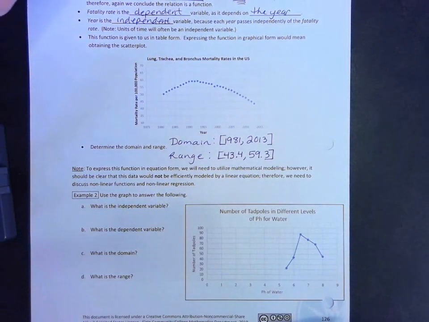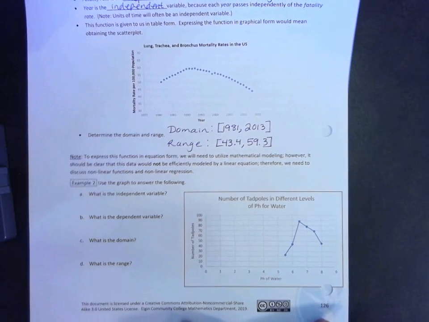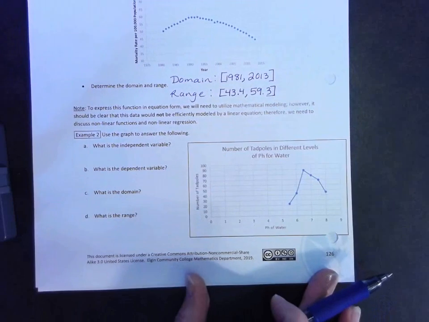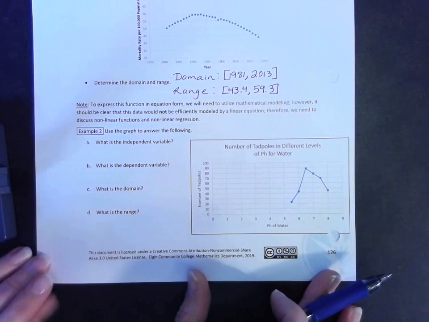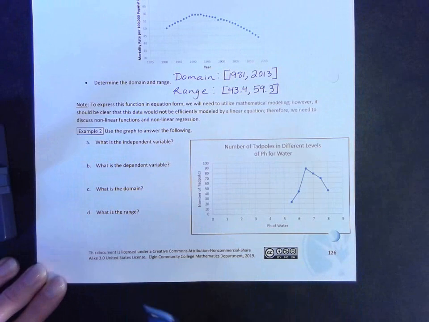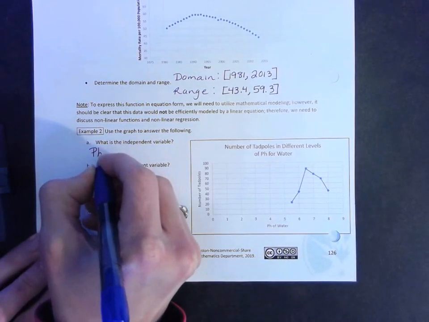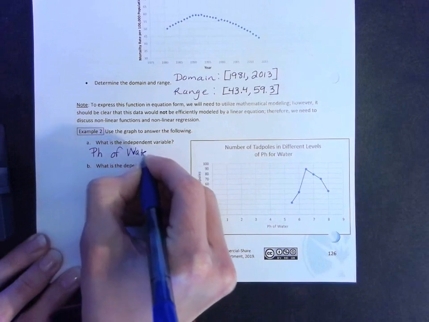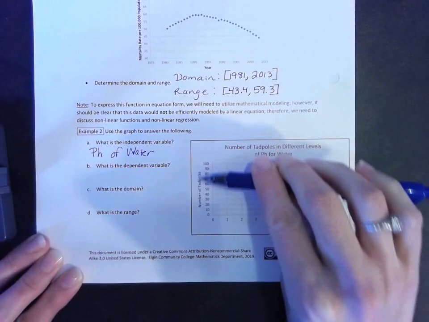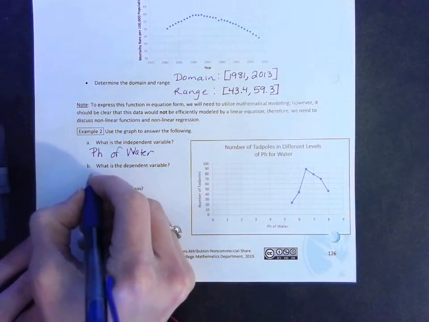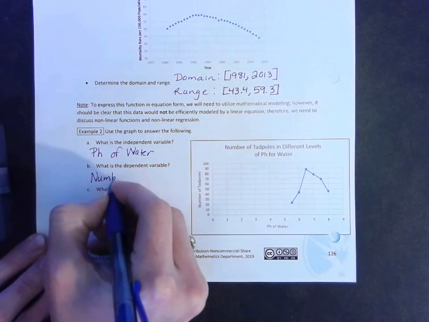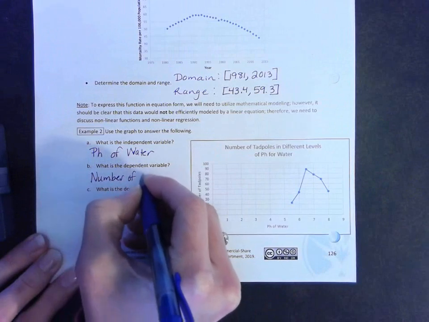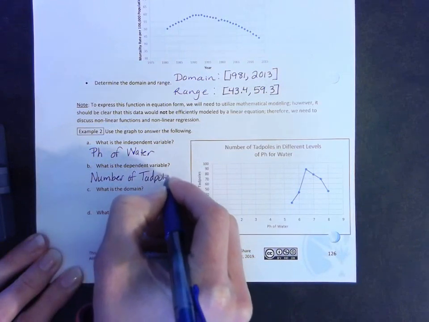So let's look at an example, and this is one where we're going to have to estimate because I'm just giving you the graph, and we don't have the actual data set. So the independent variable here, our input variable, is the pH of water. Our dependent variable then is the number of tadpoles. So that's the output, or the Y variable. So that's our number of tadpoles.